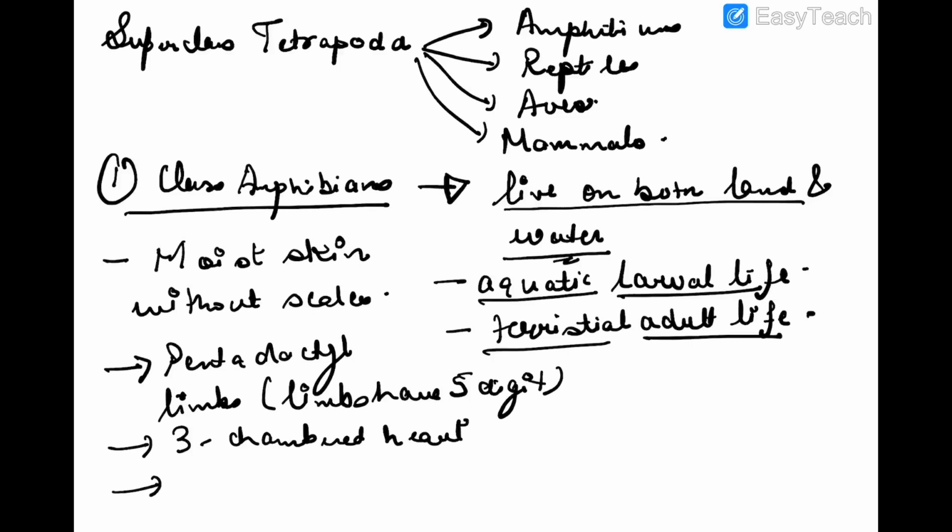They are cold-blooded like fishes. Cold-blooded means their body temperature changes with respect to the environment. Their body temperature is not constant. That is meant by cold-blooded, which is known as poikilotherm.